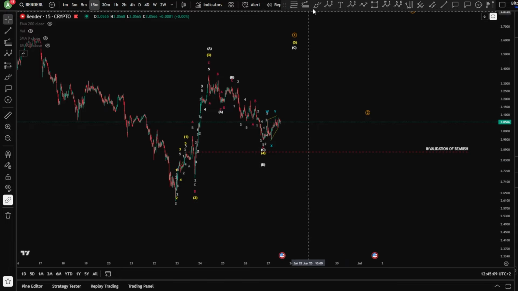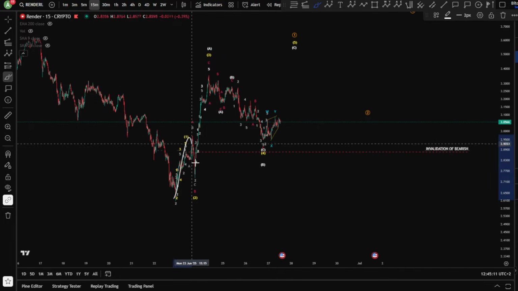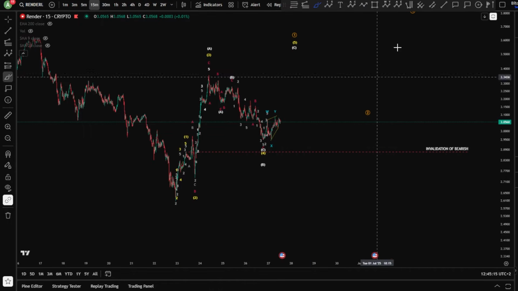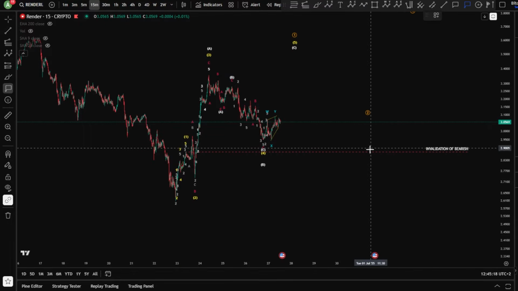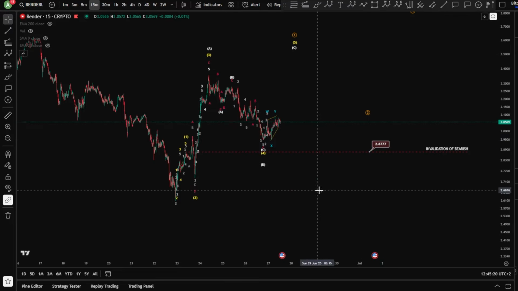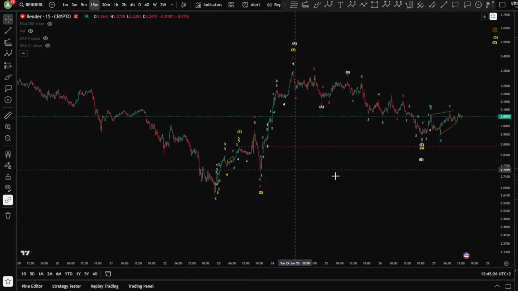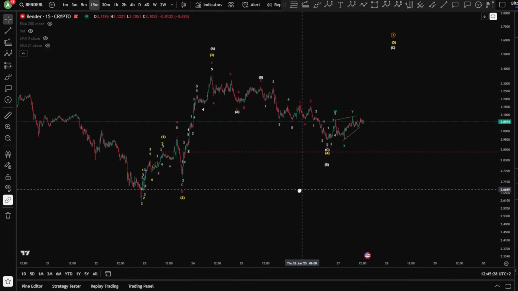that Render can still be impulsive toward the upside, where we are looking at 1, 2, 3, 4, and a 5. But the invalidation would be 100% this time, like a 2.87. Looking at the micro, you have to take the invalidation from there. This ABC belongs to the wave 2.